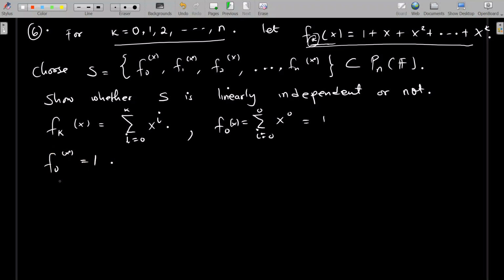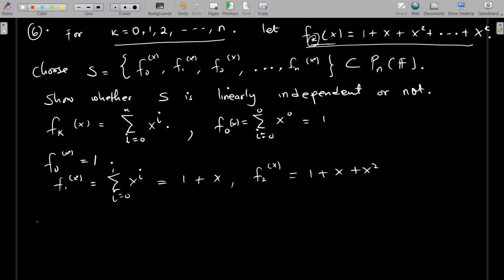And then f sub 1 of x is going to be the summation i starting from 0 to 1, because k here is 1, x to the i, and that is going to be x to the 0, which is 1, plus x to the 1, that is the last one. So f sub 2 of x, I know you've seen the pattern now, all the way to wherever you want to get to. So this is how you define everything.